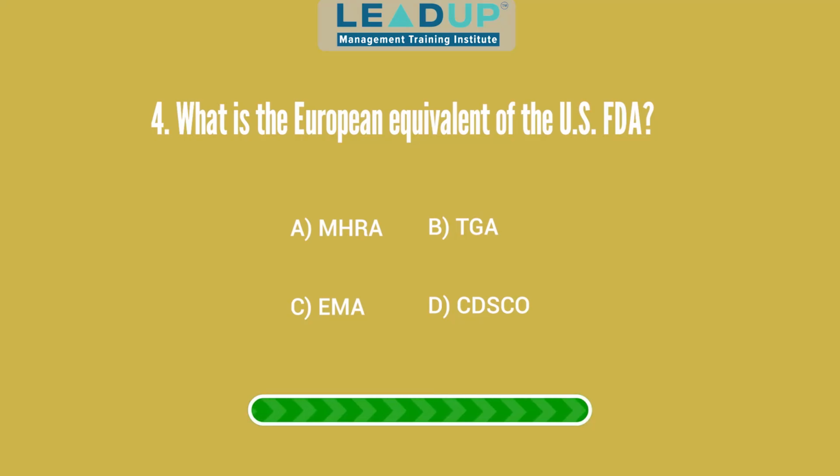Question 4. What is the European equivalent of the US FDA? A. MHRA, B. TGA, C. EMA, and D. CDSCO. The answer is EMA, European Medicines Agency.